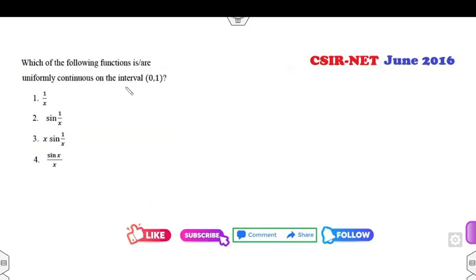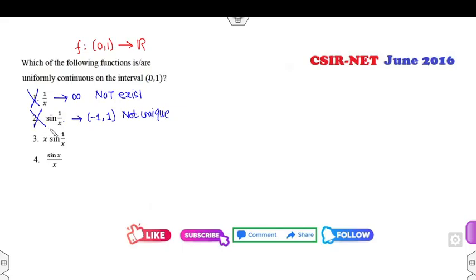Look at this another one. Again, this is an open interval. Again, you can see clearly all these options are continuous. Fine. Now we will see this goes to infinity. That means it does not exist. The first option is cancelled out. When you go to 0, it goes to the sine of infinity. That means the answer is not unique. That means the limit does not exist. That means the option is cancelled.